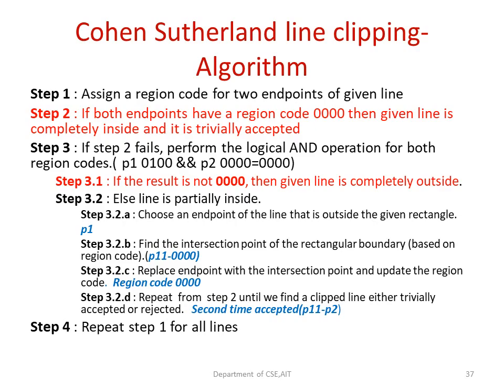Now we have to replace this endpoint with the intersection point and update the region code. Now the region code for P11 is equal to 0000 and P2 is also equal to 0000. That means this is completely inside and it can be accepted.